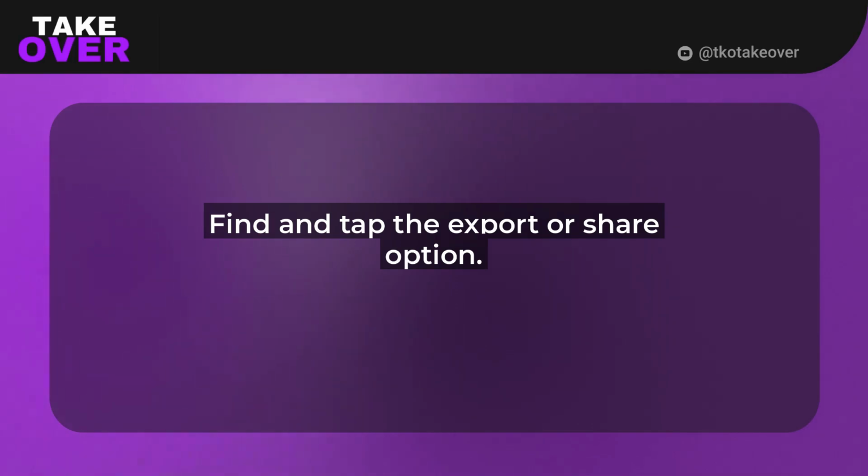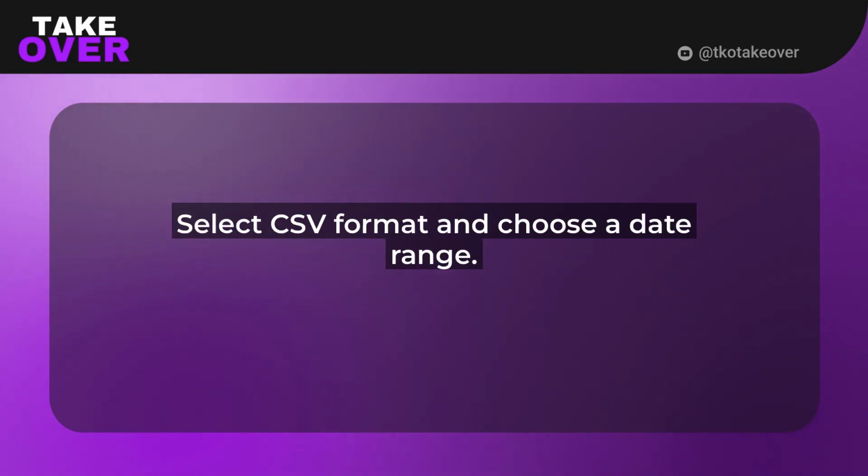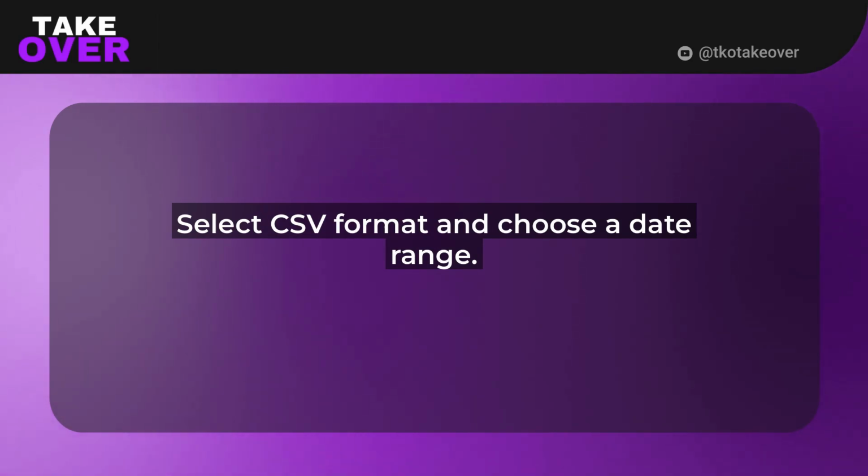Once you tap Export, you'll get a few choices. Select CSV as your file format because that's what Excel loves. It might ask you to choose a date range, so pick the one that fits your needs, maybe the last month or year. Hit Export, and the file will be saved to your device or shared via email or iCloud.